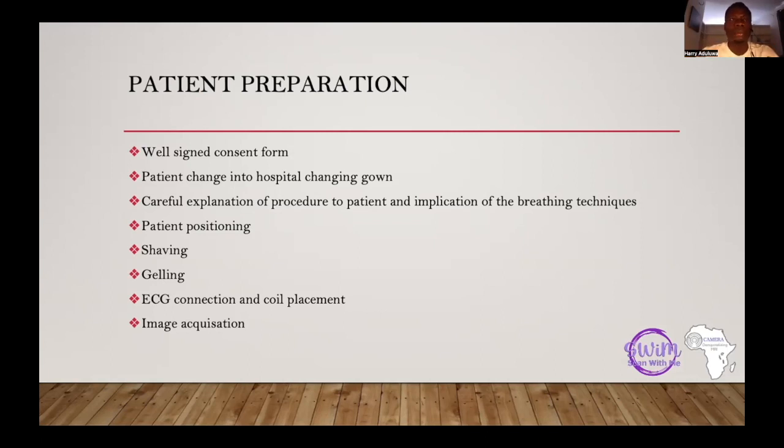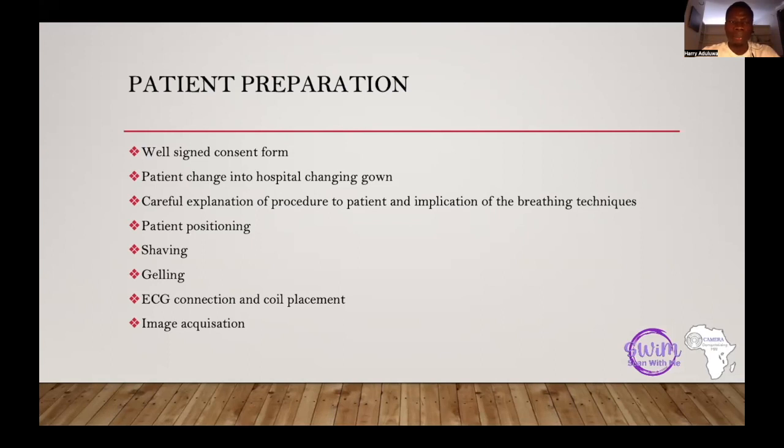So for instance, if you have myxoma, you should be able to know the sequence you should be using to run myxoma. If you have amyloidosis, you should be able to know the sequence you are going to be using to run amyloidosis. And if you have a patient with a pericardial effusion or something of that nature, you should be able to know the sequence you're going to be using to run that.